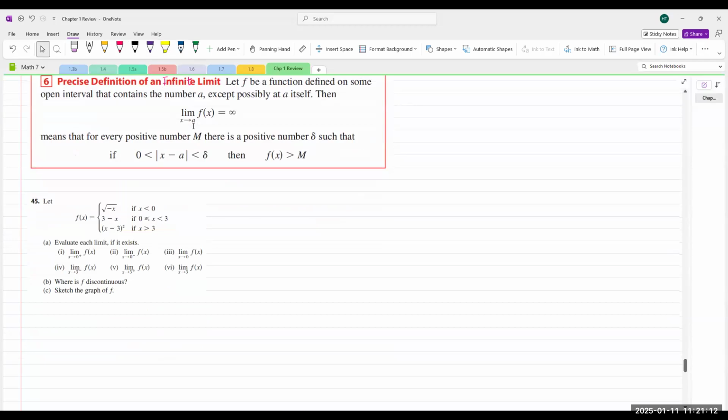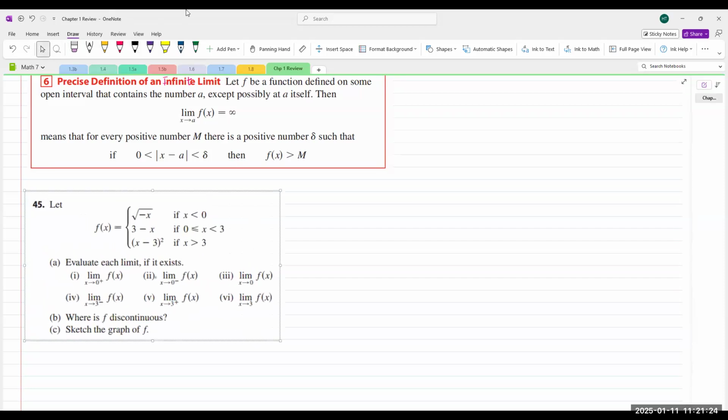Number 45. This time we don't have the graph. Oops, hold on. I want to point something out. This time we don't have the graph, but we have the function. So it's basically about we need to know which function to use. Okay, so now part A. What is the limit as x approaches 0 from the right hand side? Okay, so this notation means x is close to 0 and x is greater than 0 because it's from the right hand side.